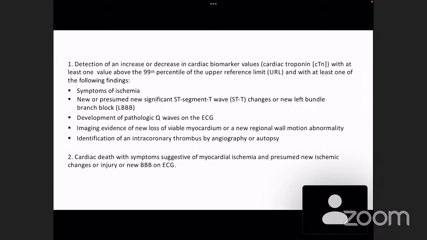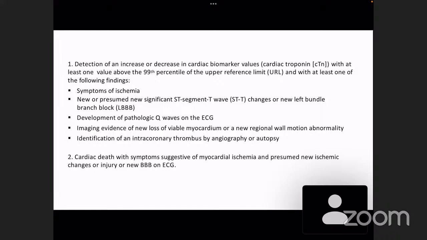First one is the detection of an increase or decrease in cardiac biomarker values, especially the troponin, with at least one value above the 99th percentile associated with one of the findings of symptoms of ischemia, new or presumed new ST or T wave changes, or new left bundle branch block, development of pathological Q waves on ECG, imaging evidence of new loss of viable myocardium, or new regional wall motion abnormality. Lastly, identification of an intracoronary thrombus by angio or autopsy.